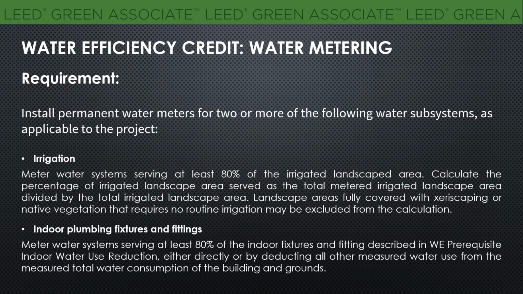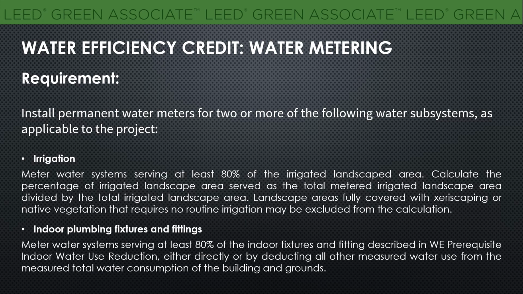Now let's look on to the requirement for this credit. Install permanent water meters for 2 or more of the following water subsystems as applicable to the project. The LEED listed subsystems are irrigation, indoor plumbing fixtures and fittings, and in the next page reclaimed water, domestic hot water or other processed water. I'm not explaining all of these subsystems, but let me explain one, and the rest, the concept is same.